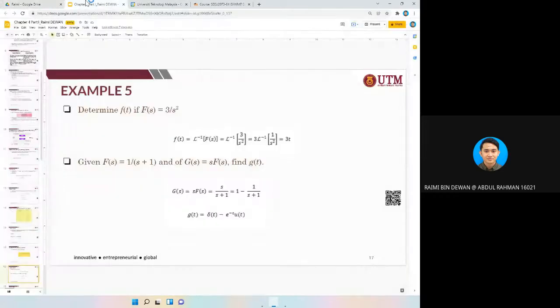Make sure you know how to refer. Okay, next, given your F(s) equals 1 over s plus 1 and G(s) equals s F(s), find your g(t). So here G(s) is actually s times F(s), a multiplication of s with the Laplace transform of f. So s over s plus 1. Then here you need to do some algebraic manipulations in order for you to have the common form that you can refer directly to the table.